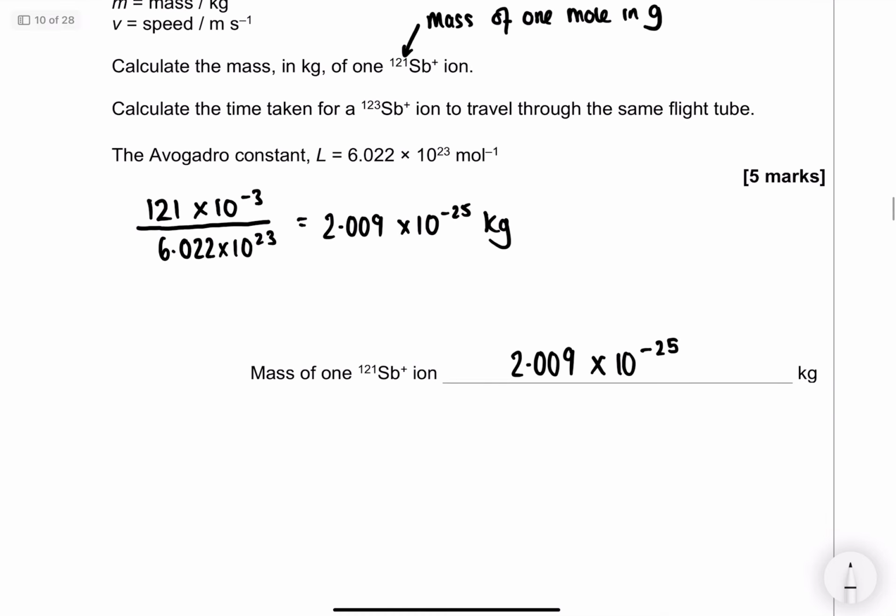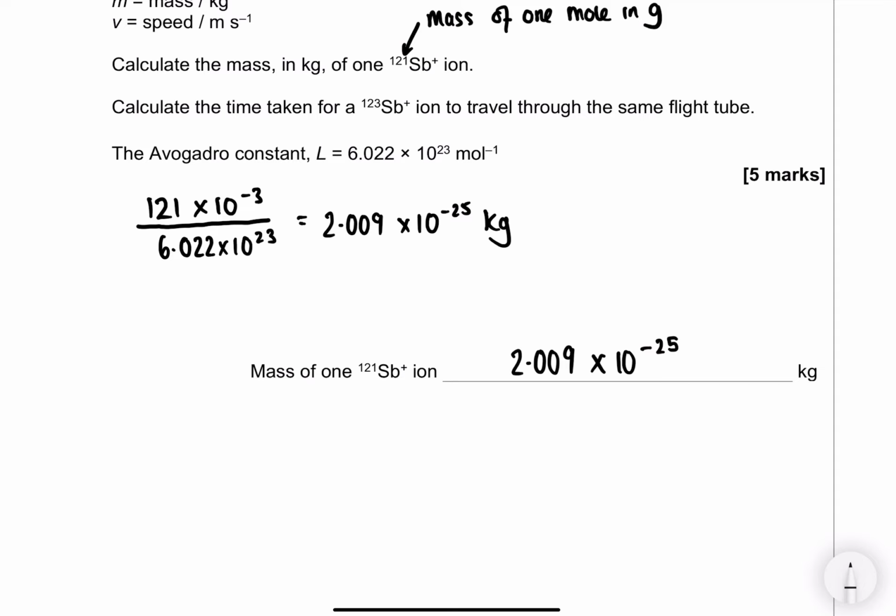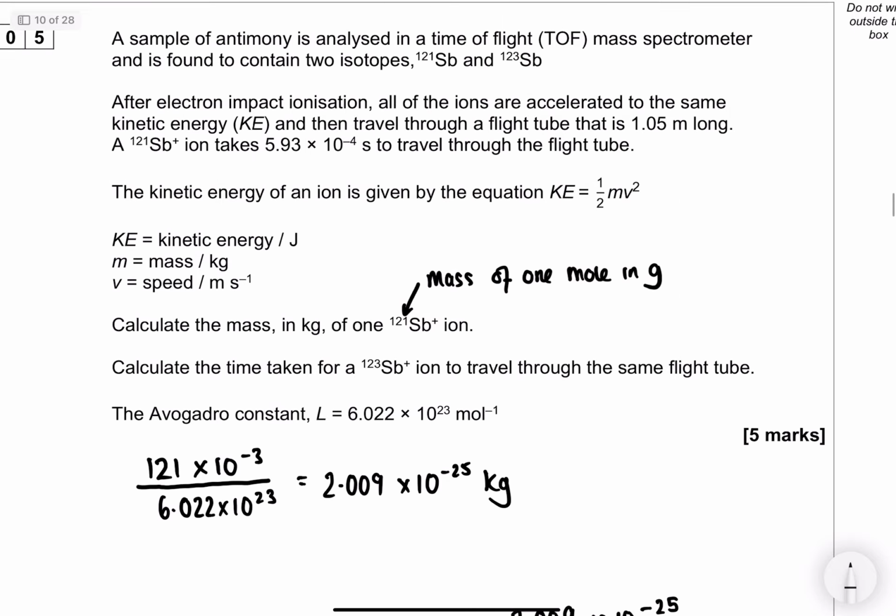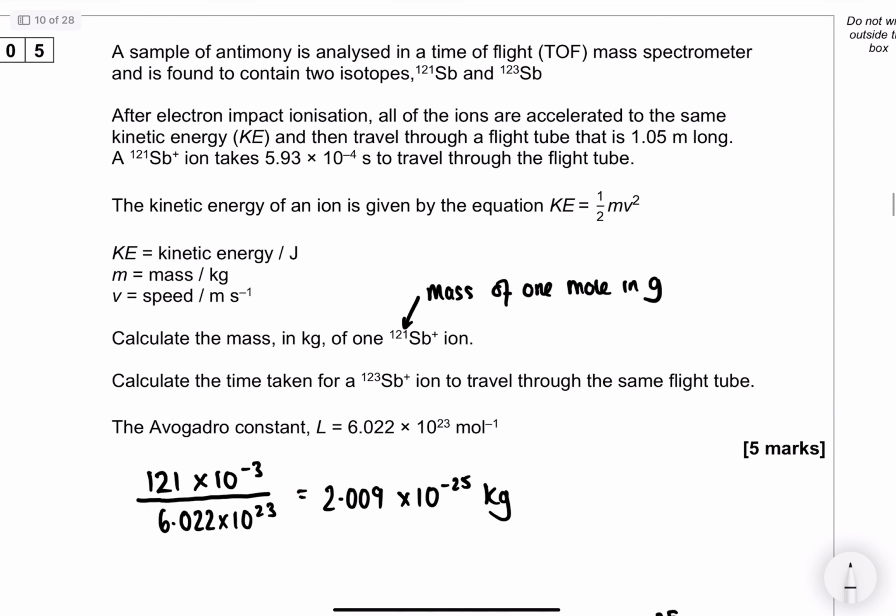Then it says calculate the time for the 123 ion to travel through the same flight tube. Now there are two ways to do this. You could work the calculation through using the 121 ion: you've got the distance, you've got the time, so you can get the velocity, you've got the mass, you could find the kinetic energy. And because the kinetic energy is the same for both ions, you could work your way back with the same distance to find the new time.